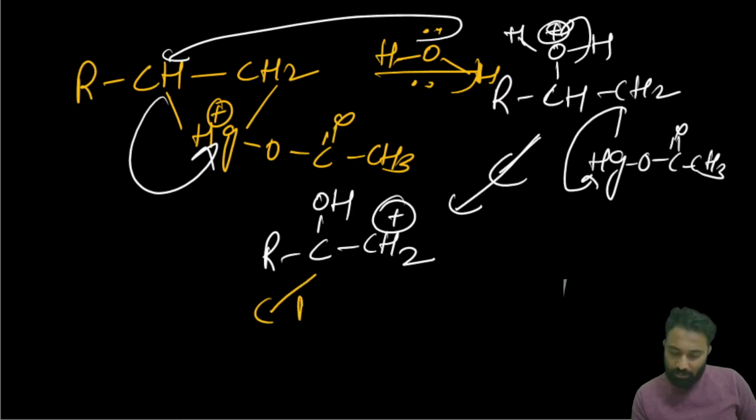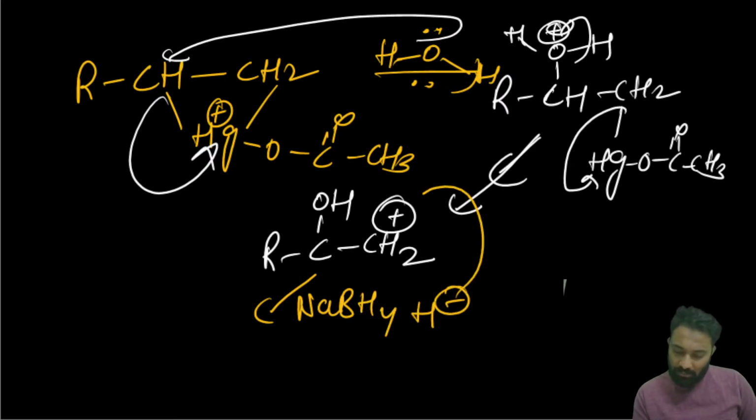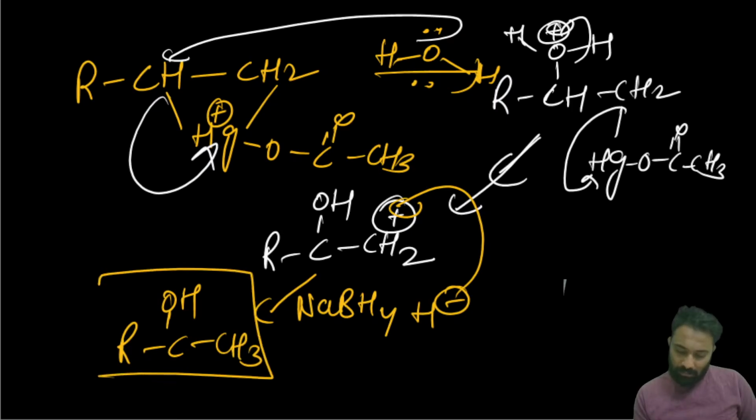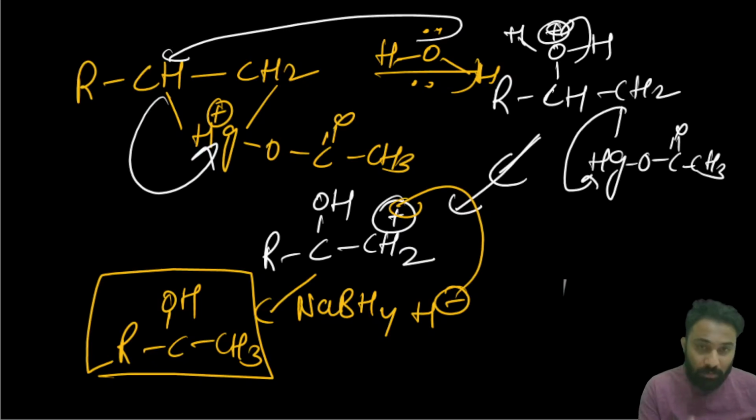After that we are going to see sodium borohydride. Sodium borohydride means it will give H minus. Now that H minus will go and attack this carbon, and what will we get? A 2-degree alcohol, and it will follow the Markovnikov rule. Now you have to be very careful in this type of reaction.